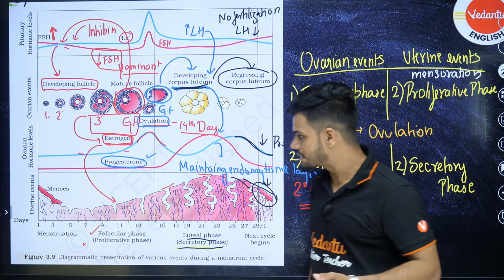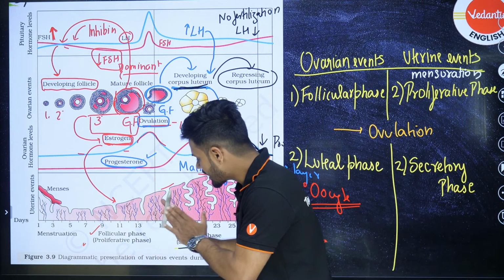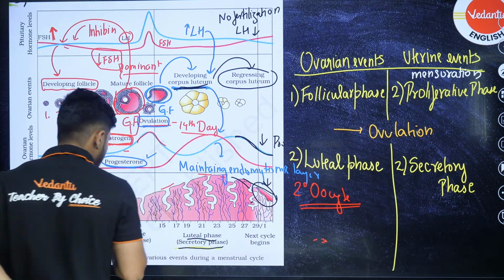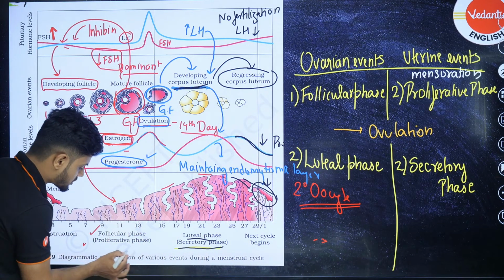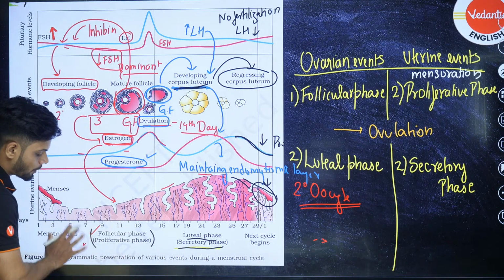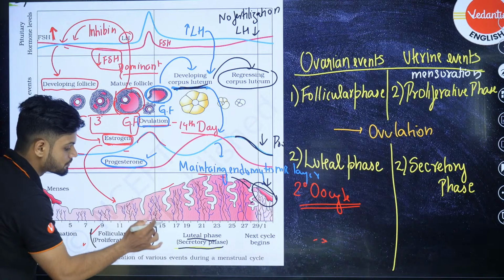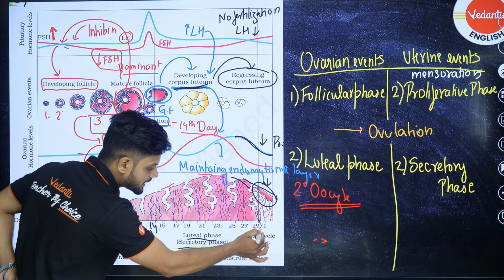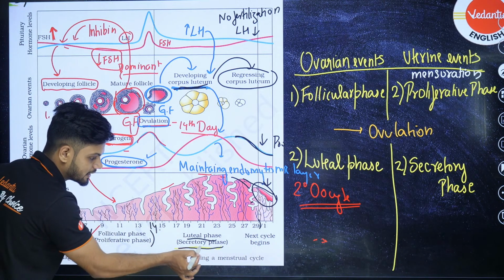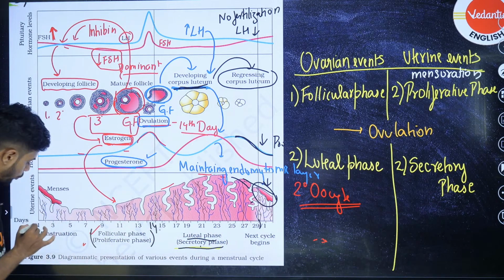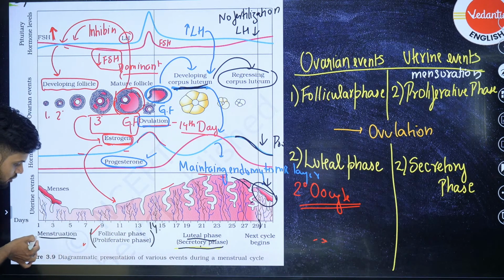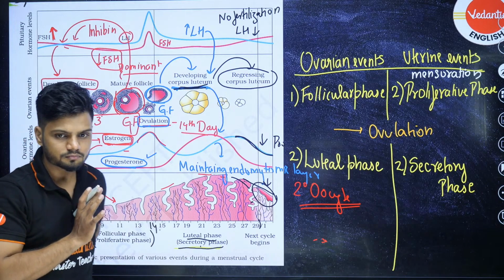Now, with that being said, days are important. Can you see? 1st to 13th day is going to be proliferative phase, also called follicular phase. 14th day is going to be the LH surge. 15th to 29th day is going to be luteal phase or secretory phase. Then again it starts. 1 to 3 days is menstruation.